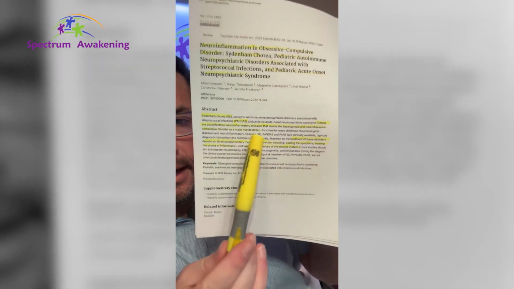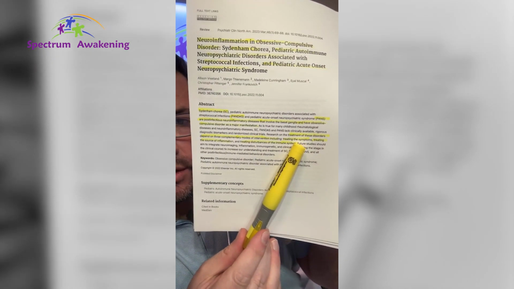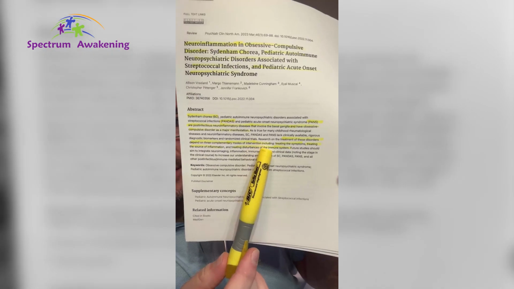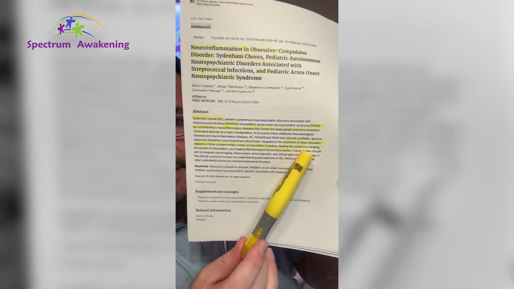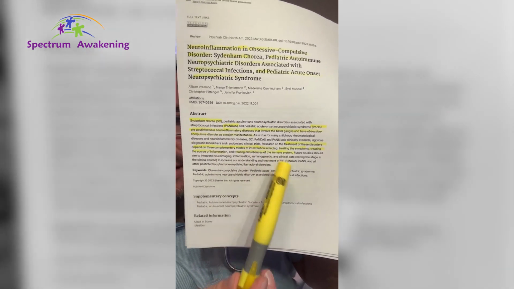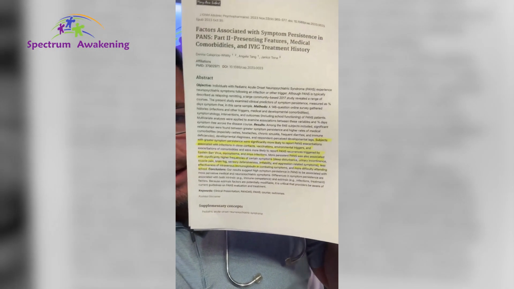All right. The treatment of these disorders, okay, depends on complementary modes of intervention, including treating the symptoms, all right? Treating the source of inflammation, which is the infection, and then treating the disturbance of the immune system. So you're seeing the pattern. Okay. The pattern is reduce the inflammation, kill the bug.